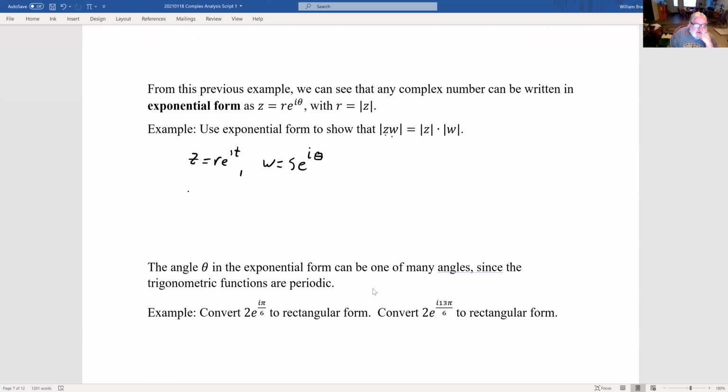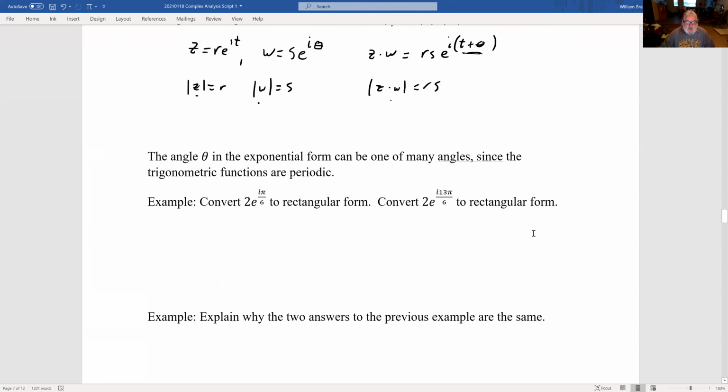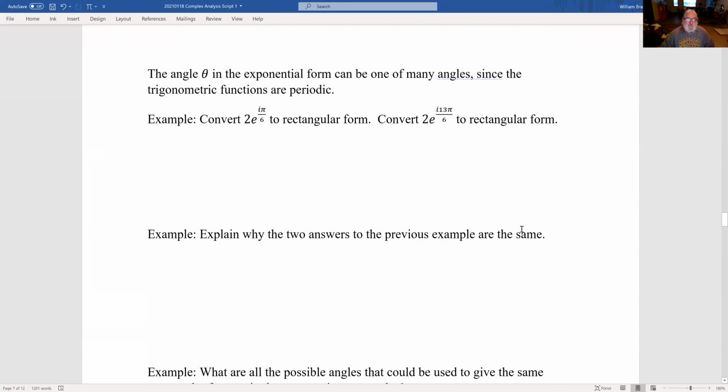So modulus of z equals r, modulus of w equals s. z times w is r times s times e to the i (t plus theta). And so the modulus of z times w equals r times s. So modulus of z times modulus of w equals modulus of z times w. So the modulus behaves nicely with respect to multiplication, and it's easy to show using exponential form. There is a little bit of ambiguity here. What's the possible value of t plus theta? Cosine and sine are periodic, right? They can repeat over and over again.